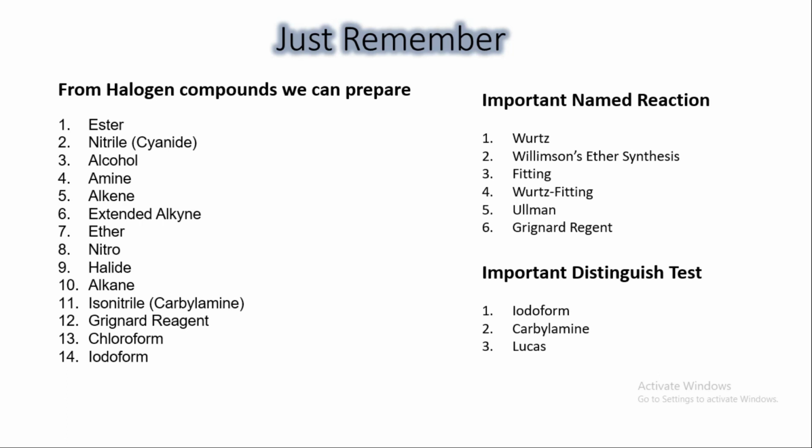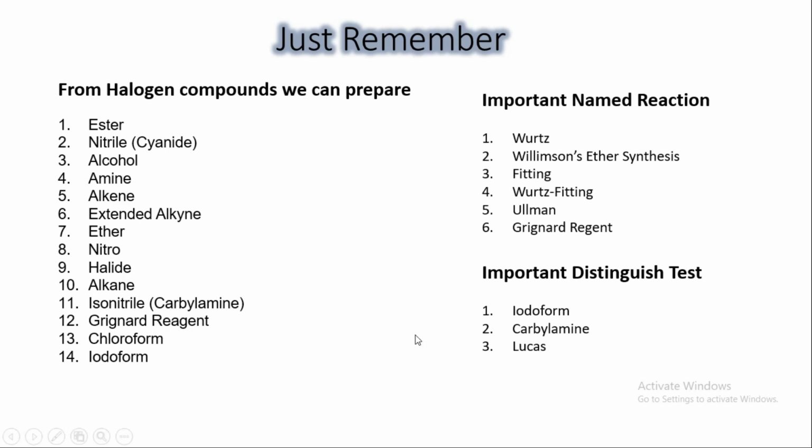So from this we have to just remember, we can prepare ester, nitrile, alcohol, amine, alkene, alkyne, ether, nitro, halide, alkane, isonitrile or carbylamine, Grignard reagent, chloroform and iodoform from these halides. In these halides we also saw a few name reactions: Wurtz reaction, Williamson ether synthesis, Fittig, Wurtz-Fittig, Ullmann, Grignard. You can also add Friedel-Crafts. And we understood 2 important distinguishing tests: iodoform for 2-ol, 2-one, ethanol, ethanal, and carbylamine for primary amine.